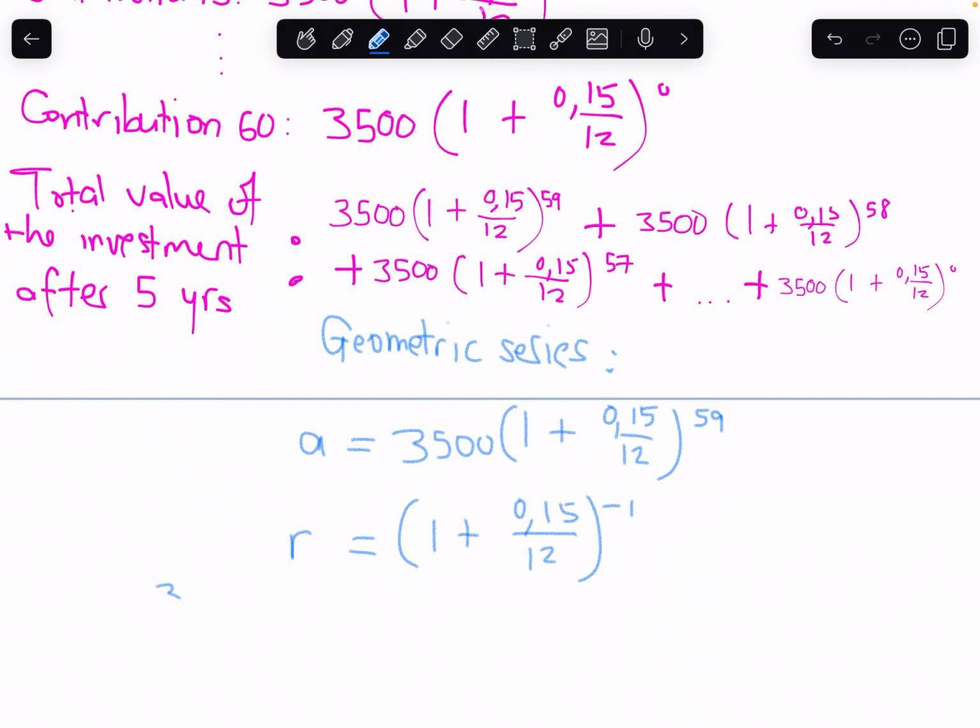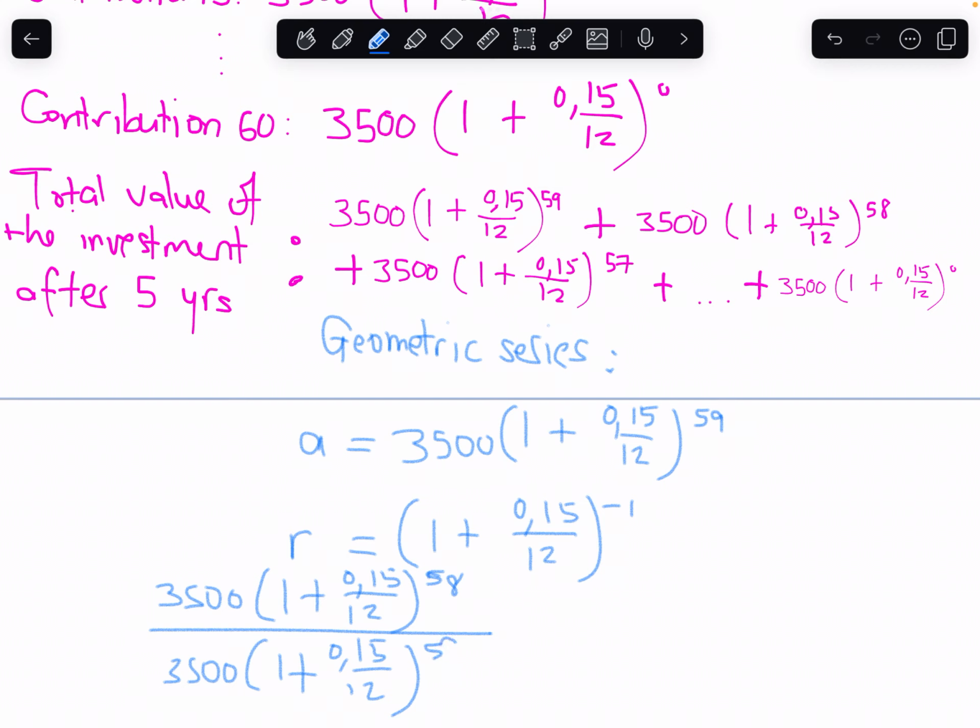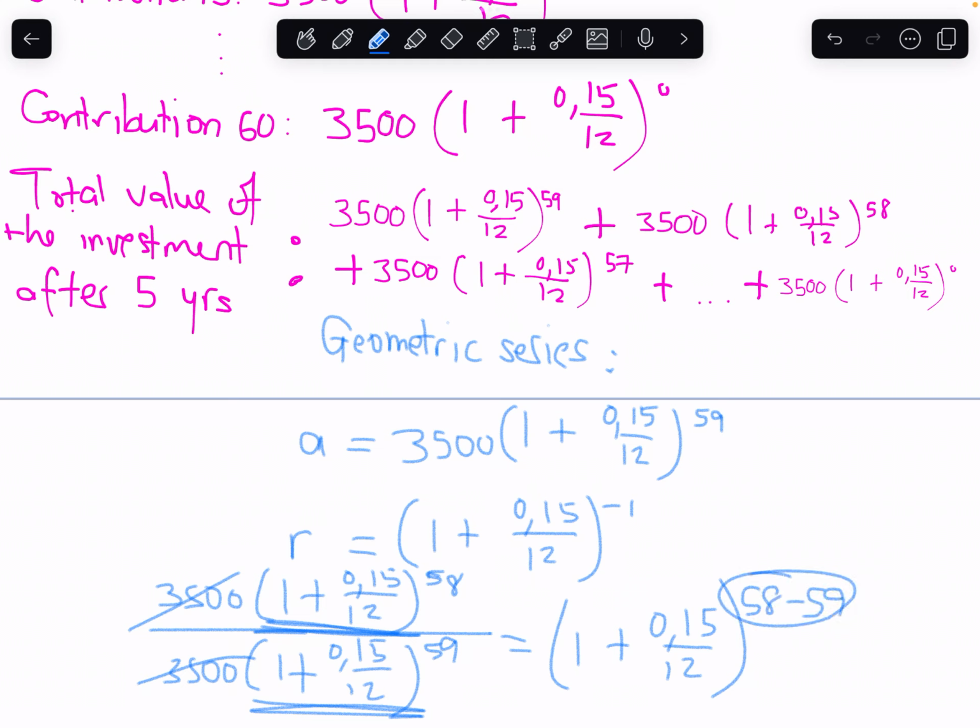one thing about maths: don't be afraid of bombastic looking expressions. They are usually very tame. So we could look at term 2 divided by term 1. What is that going to give us? Well, those are going to cancel out, and then we have two powers that have the same base, so we can subtract the exponents. So that's going to be 1 plus 0.15 over 12 to the power of 58 minus 59, which is just negative 1. Same thing we got there.